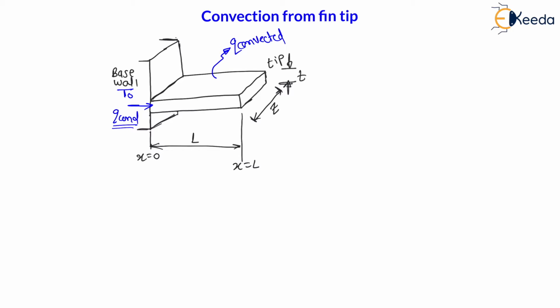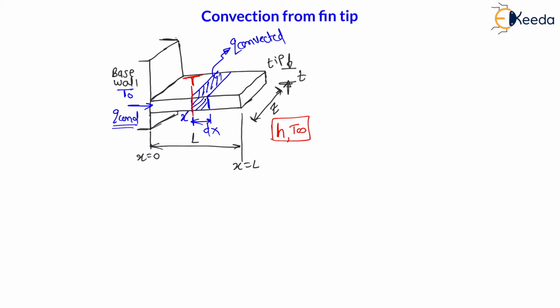For such a calculation, let us consider a very small differential element at any distance x, of thickness dx. We have done the analysis of this small element. Let us say at location x the temperature is T, and the surrounding ambient is at convective heat transfer coefficient h and temperature T infinity. That we have already learned in previous lectures.